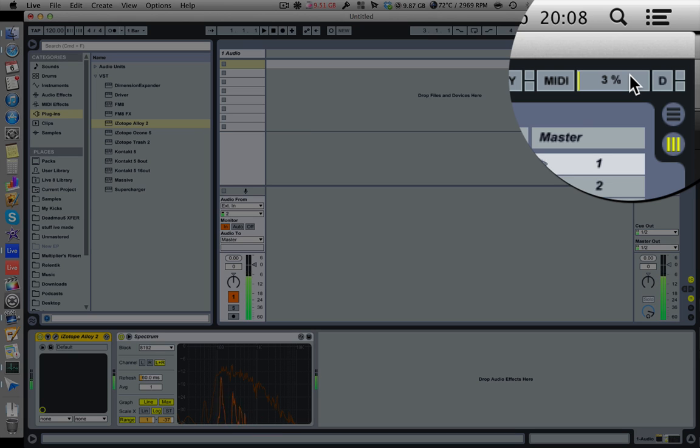So what it's really doing is giving you an indication of how hard your CPU has to work to play back your audio in Ableton without any dropouts. So the key thing is you've got to keep this under 100%.